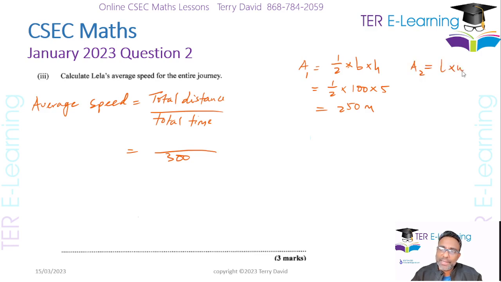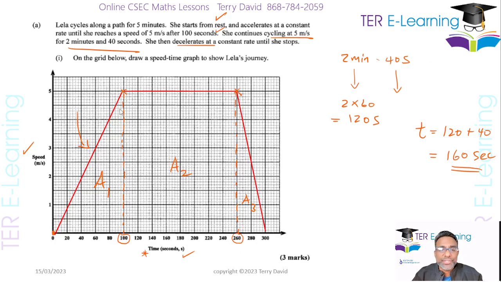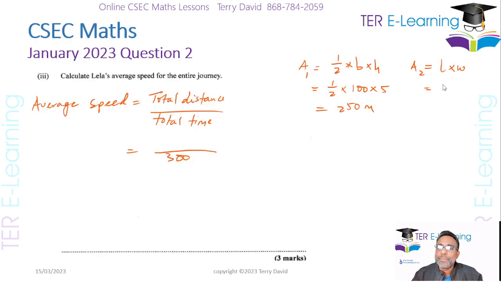A2 now is simply going to be a rectangle. So that's length by width. So if we go to the diagram, the dimensions we're looking at here, the length, this here, right, is actually 160. That's that length. And the vertical part is 5. So it's 160 multiplied by 5. And that's going to give me 800 meters. Right? That's A2.